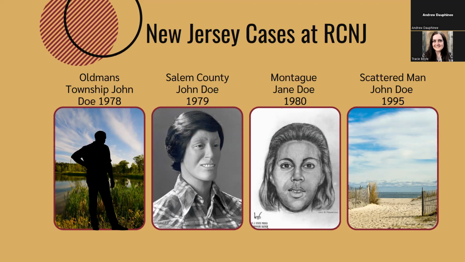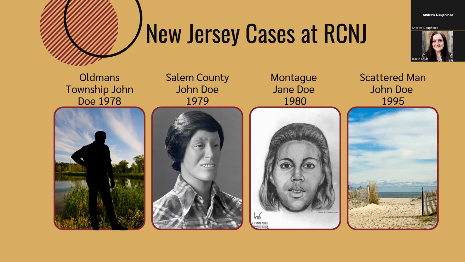For Salem County John Doe, his remains were discovered on June 2nd, 1979 in Quinton Township, New Jersey. They were found in a shallow grave off a dirt road in a wooded area. It's believed that he was 18 to 22 years old when he died in the winter of 1978 to 1979.